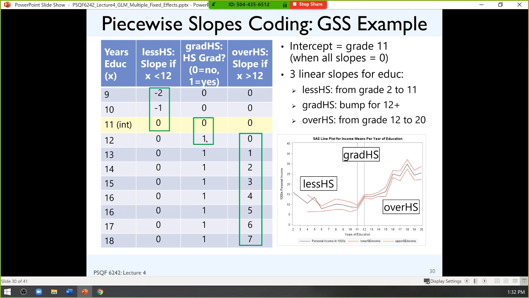It shuts off, and then the third column picks up where it left off. Amongst people who graduated high school and then went on, what is the effect of additional years of education among people who went past high school? So if you only went to high school, you're 0. If you went to 13th grade, you get 1. 14th grade, you get 2, and so on. And so I'm dividing years of education, this x-axis, into three sections, and I'm fitting a separate slope for each of my three sections.